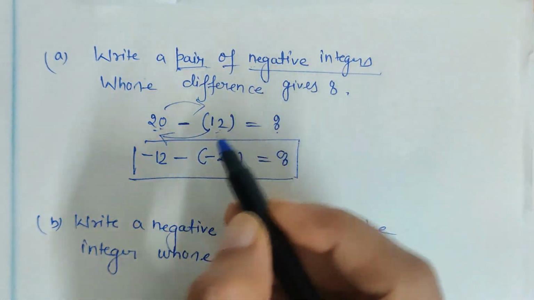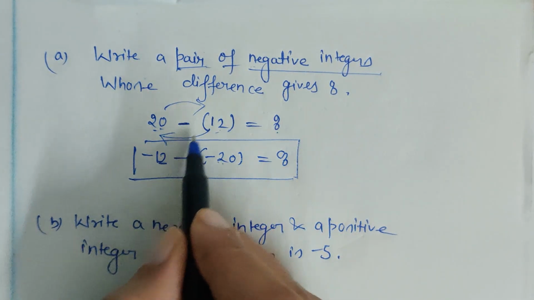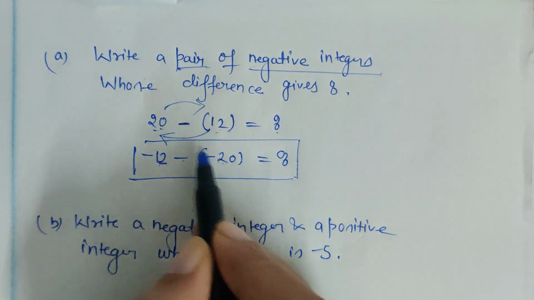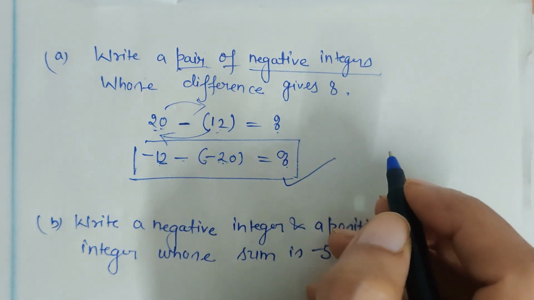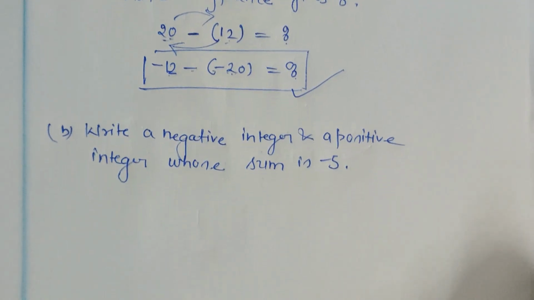It is very easy to think in this way, but as the question asks for a pair of negative integers, that means both the numbers should have a negative sign. So here it is minus 12, minus of minus 20, and that is 8. So this is how we can find n number of examples for this question. Now let's look at the second question.